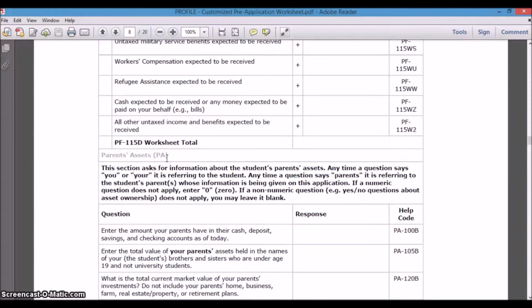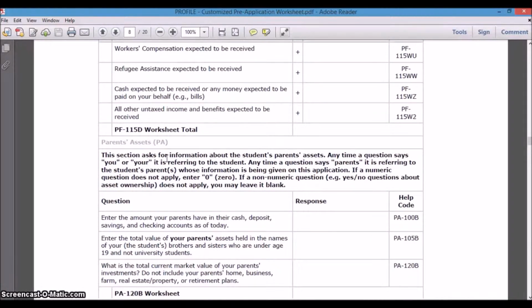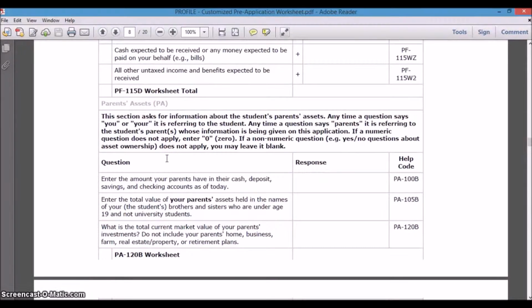The next section is the parents' assets section. So here you're asked if they have any checking accounts or savings accounts, which is the first question. So you basically put down what is found on your bank statement. Also, you state what your parents may possess, such as houses or anything like that, or businesses or property or retirement plans or real estate or anything that you think of.